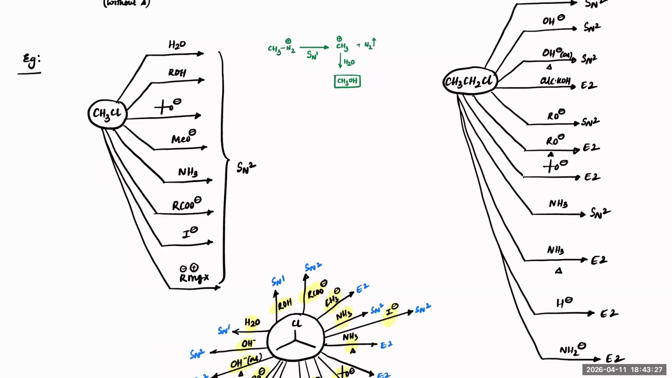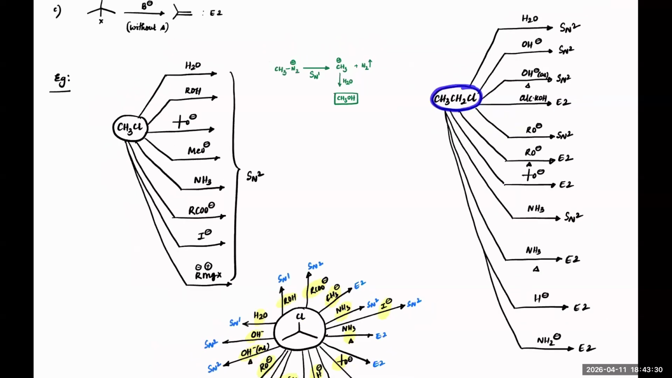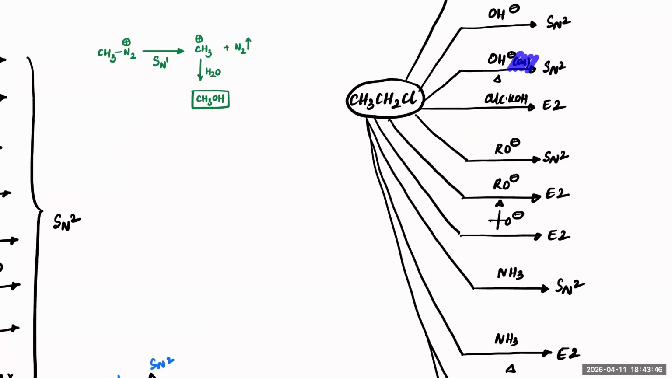Next, you can see that if you have an ethyl chloride, in this case with water, you will get SN2 mechanism. OH minus is SN2, OH minus and heat is also SN2, alcoholic KOH. Now listen carefully here. Whenever an aqueous solution is given, eliminating the molecule is extremely difficult. Even if it is in a primary, secondary, or tertiary position, even when you heat it, generally it will go for substitution only.